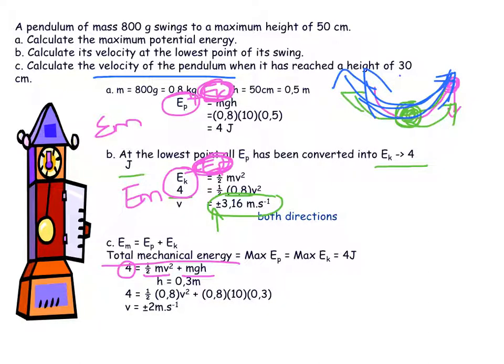I now have a height of 30 centimeters. I convert that into meters, and I go 4 is equal to a half 0,8 v squared, that's the kinetic energy portion, plus mgh, but I only use 30 centimeters, not 50. And I find that v turns out to be plus or minus 2 meters per second. Again, in your equations now, you'll use 9.8, but this whole question worked out very nicely using 10, so I've left it like that.